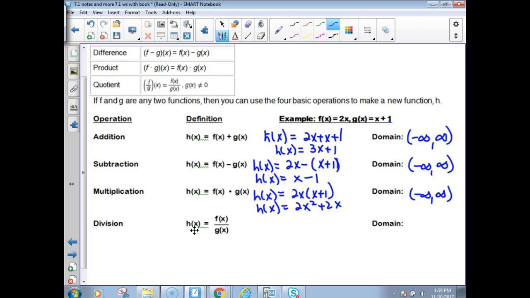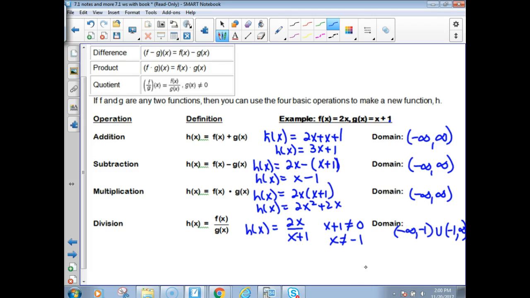But when we do h of x equals the f function over the g function, the new function h of x would be 2x over x plus 1, where x plus 1 cannot equal 0. Therefore, x can't equal negative 1. You solve. You subtract 1 from both sides. Now, since x can't equal negative 1, the domain is restricted. It's everything from negative infinity up to negative 1, but not including negative 1. And then you have to union that with everything from negative 1 up to infinity. So that's how you exclude the negative 1.